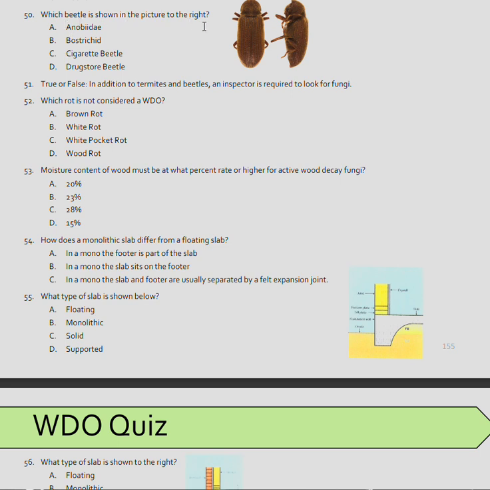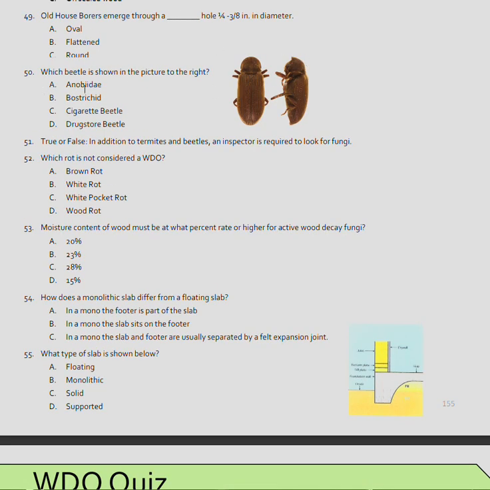Which beetle is shown in the picture to the right? Which beetle is this? Look at it. It's brown, rounded. The answer is anobiid.